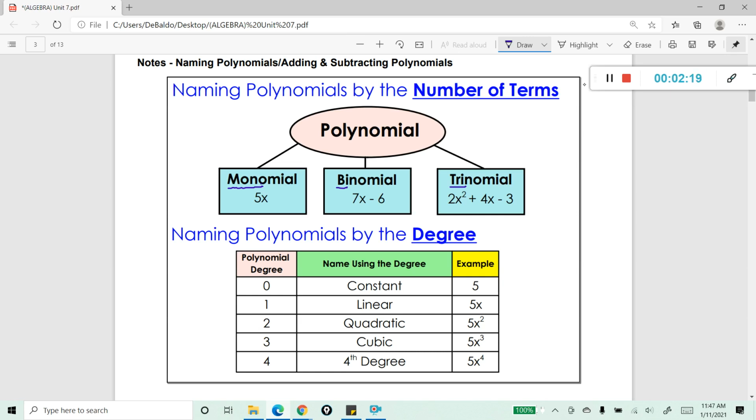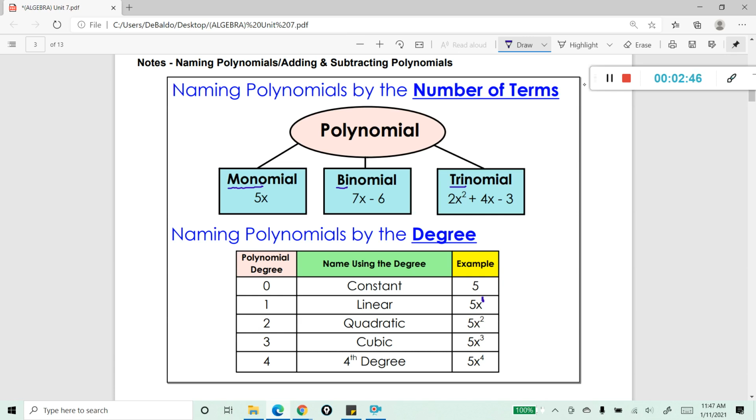Looking at the next one, you can see a polynomial with degree 1. We call that a linear polynomial. And we call it linear because an example would be 5x. And we know that, for example, in y equals mx plus b, the x has a degree of 1. That's the degree of the exponent. And you'll kind of see the pattern as we move forward here.